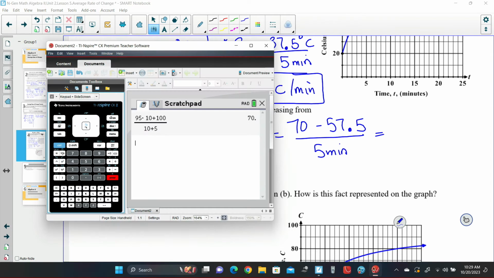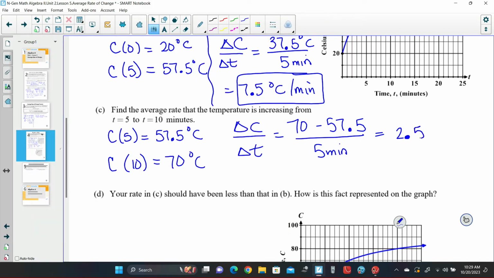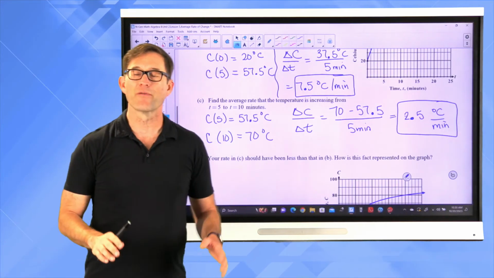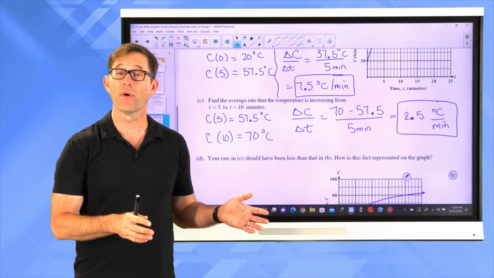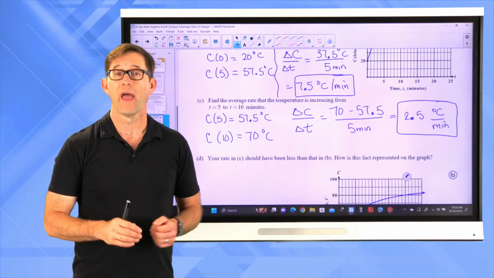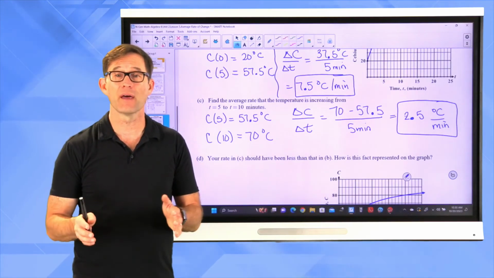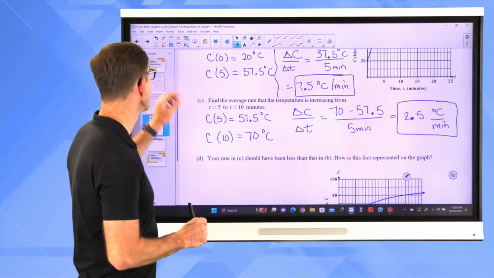So let's figure out what that is. Hopefully I'll have an easier time here. 70 minus 57.5, all divided by 5, is 2.5 degrees Celsius per minute. Okay, so for the first 5 minutes, the average rate of change is 7.5 degrees Celsius per minute. And for the second 5 minutes, from 5 to 10 minutes, 2.5 degrees Celsius per minute there.